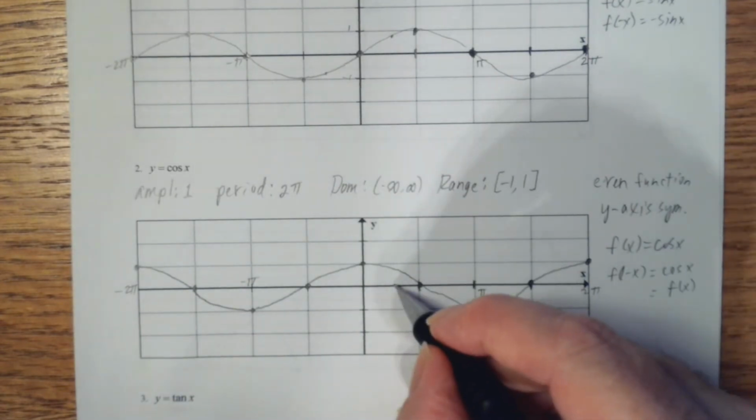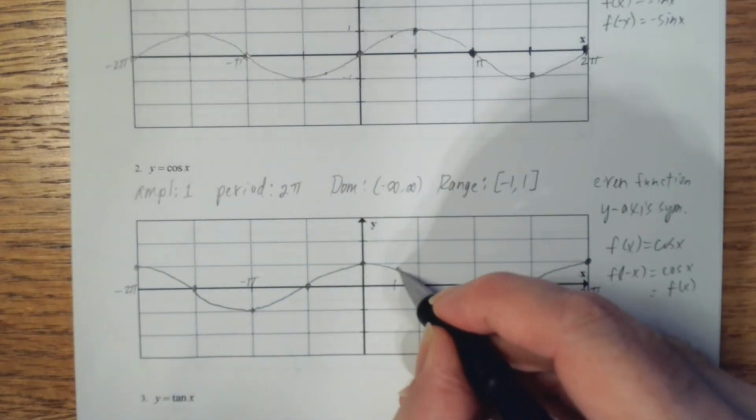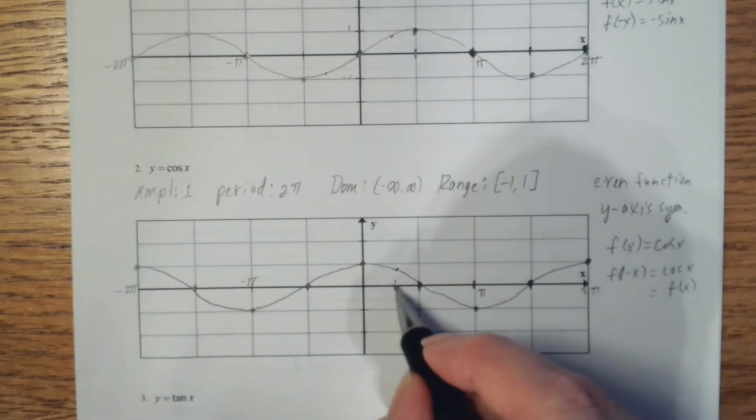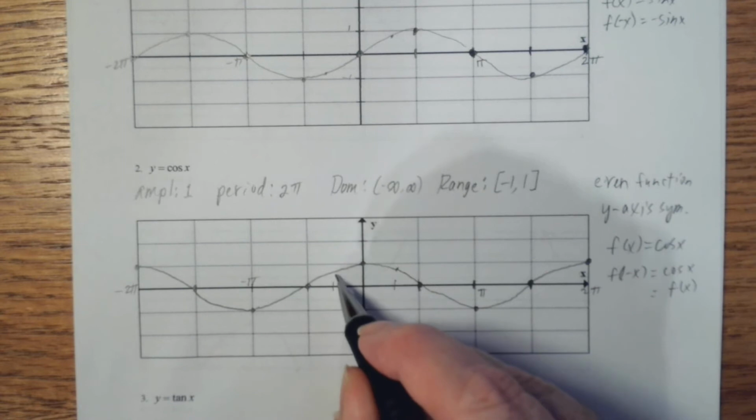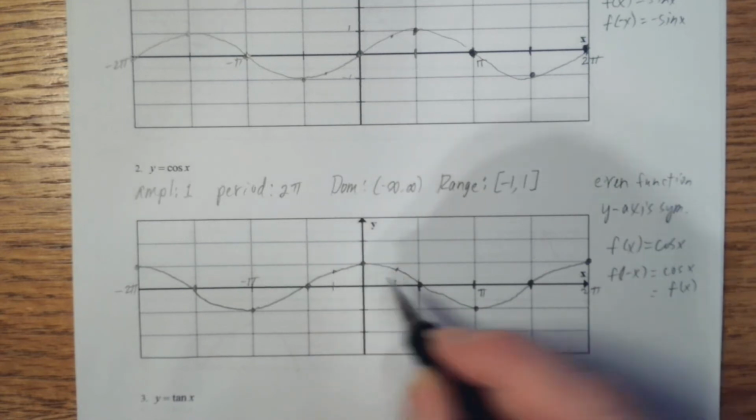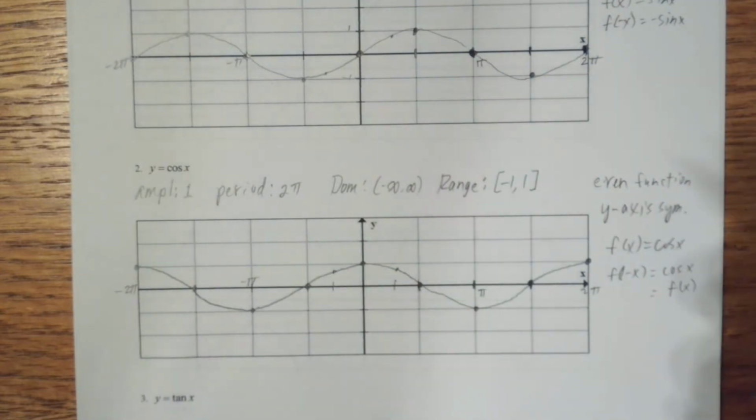And again, you can see that if you pick an x value here, notice the y value is there. If you go and choose the opposite value, notice the y value is still the same. And so that's basically what that's telling us. All right, let's go to number 3, tangent.